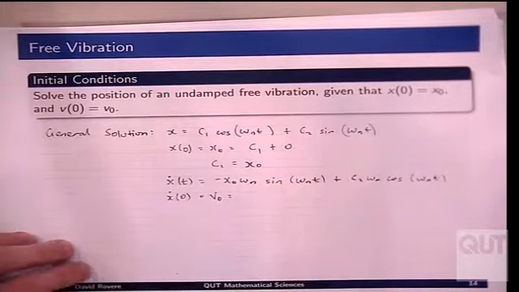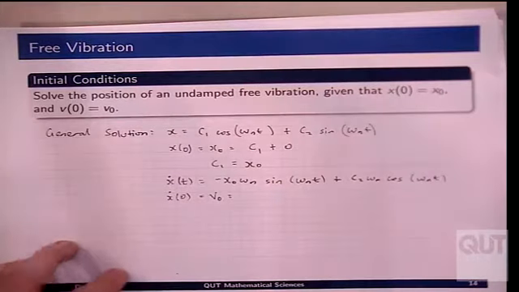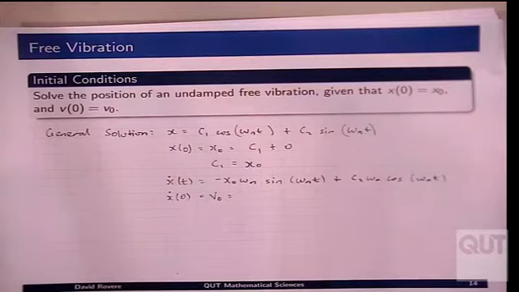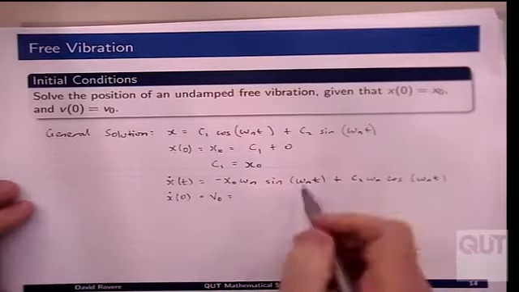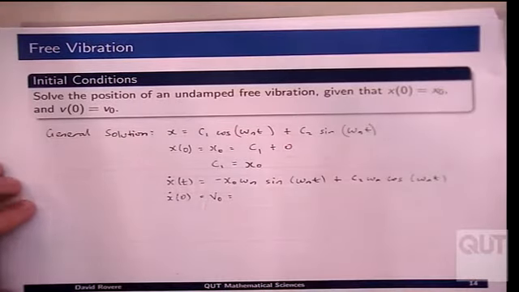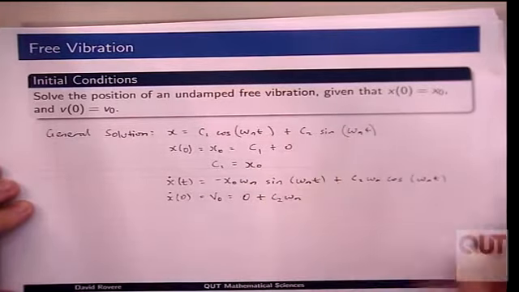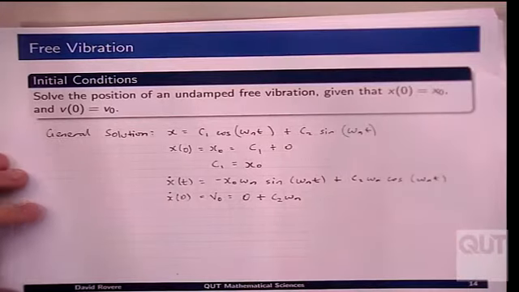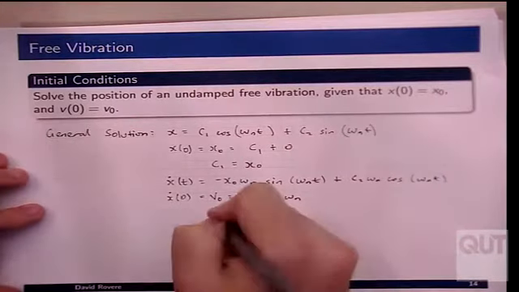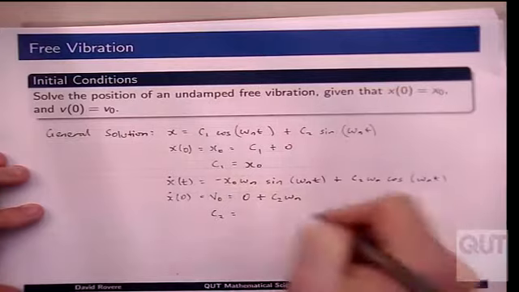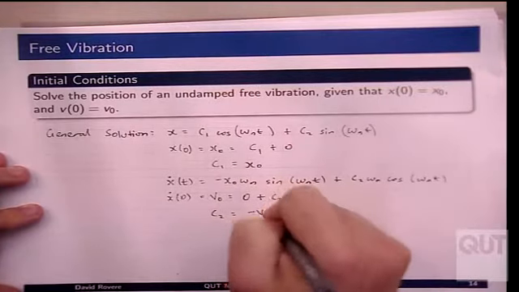And now we can apply that second initial condition. We know the initial value for velocity is called v naught. And now we want to substitute t equals 0 into that velocity equation. So we know the sine function becomes a 0, subbing t equals 0 in, and the cos function becomes a 1. So C2 equals negative v naught over omega n.